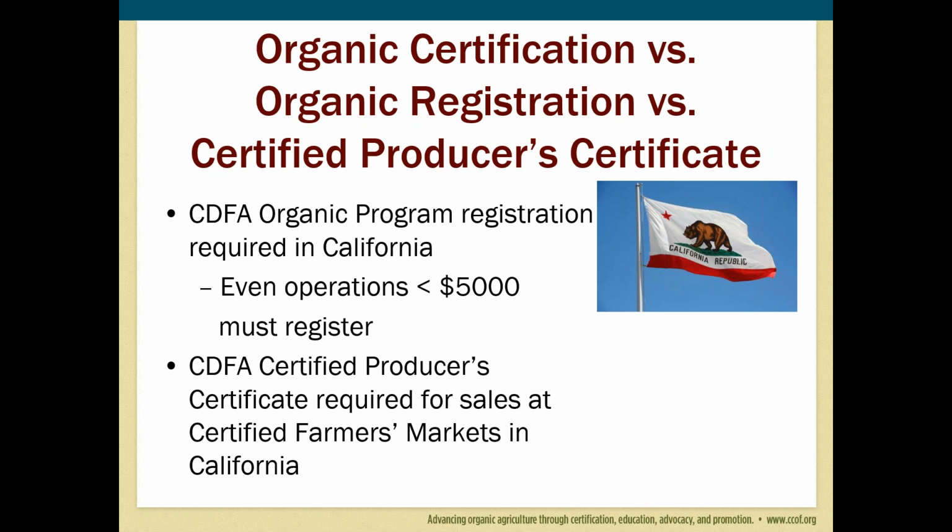And then operations selling at farmers markets in California need to obtain a certified producer's certificate, which has no bearing on the organic status of the product, but is essentially a verification that the producer is selling what they grew, or in some cases, what they obtained from maybe a nearby farm. But again, that has no bearing on organic. So three different layers that may or may not apply to your operation.